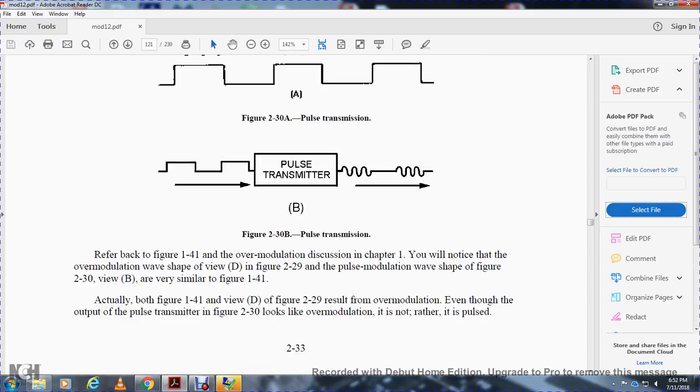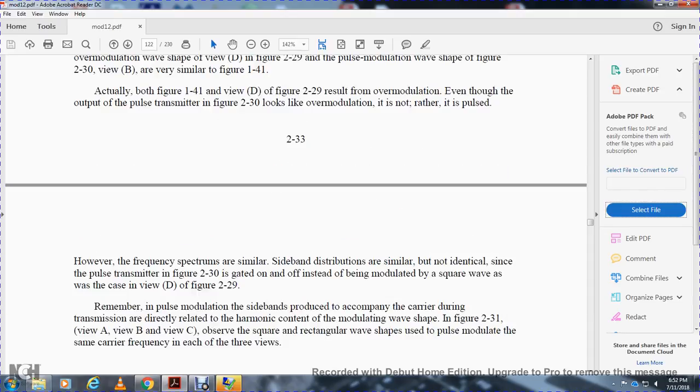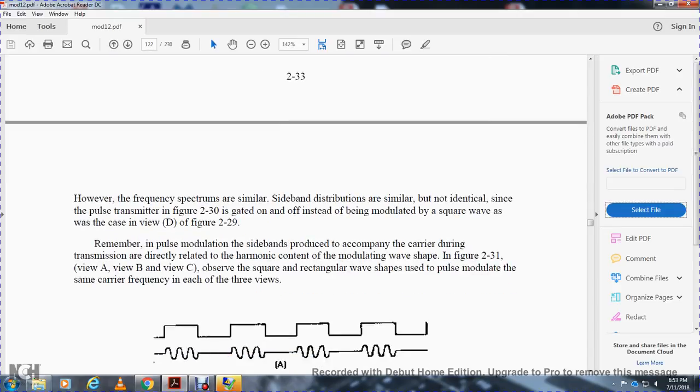Okay, alright. Refer back to figure 141 and the overmodulation discussion in chapter 1. You will note that the overmodulation wave shape of view D of figure 229 and the pulse modulation wave shape of figure 230 view B are very similar to figure 141. Actually, figure 141 and view D of figure 229 are the result of overmodulation. Even though the output of the pulse transmitter of figure 230 looks like overmodulation, it is not; rather it's pulsed. However, the frequency spectrums are similar, and the sideband distributions are similar but not identical. The pulse transmitter of figure 230 is gated on and off instead of being modulated with the square wave as was the case in view D of figure 229.